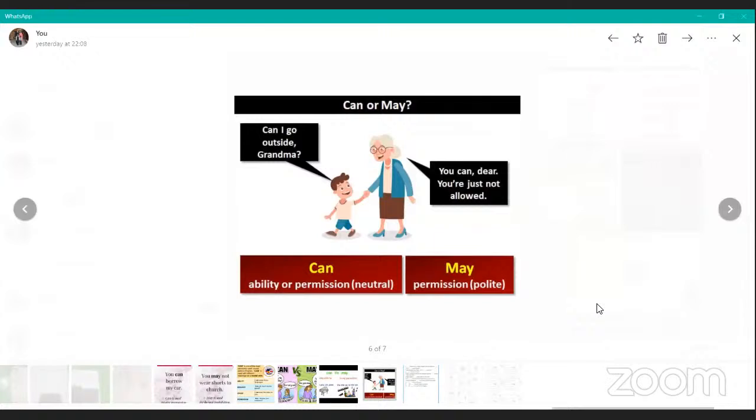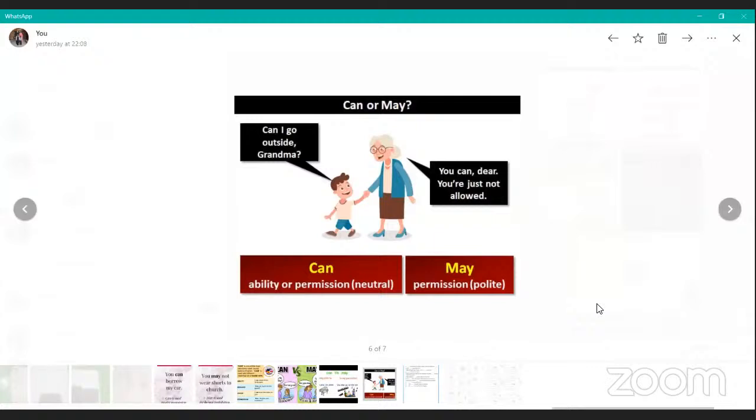Look at the dialogue. It shows the difference between the two modals, can and may. Read with me. Read the lines of the dialogue. Can I go outside, Grandma? You can, dear. You are just not allowed.